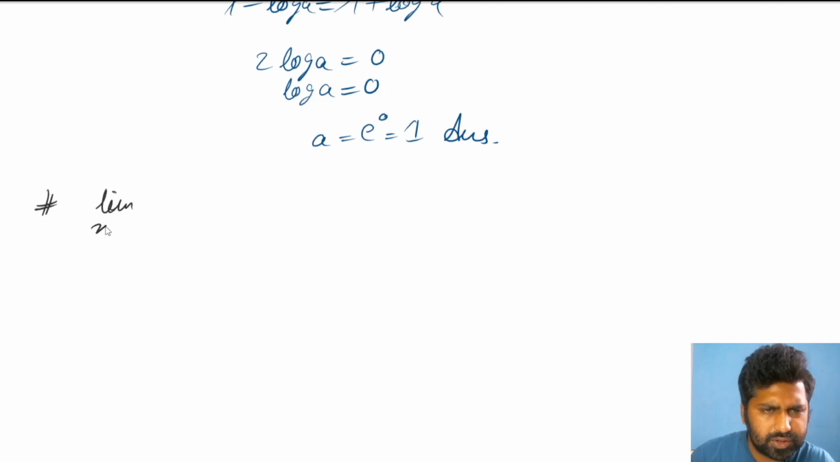A standard question of limit. Limit x tends to 1 of [1 plus log x minus x] upon [1 minus 2x plus x square].